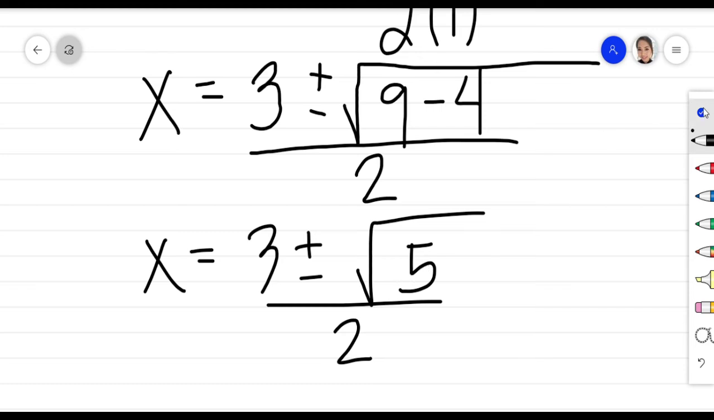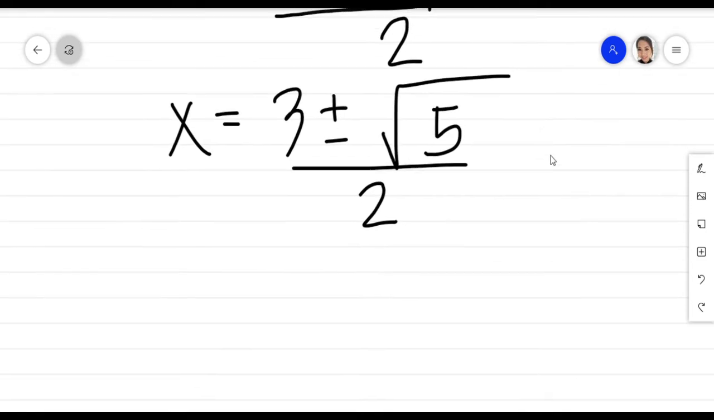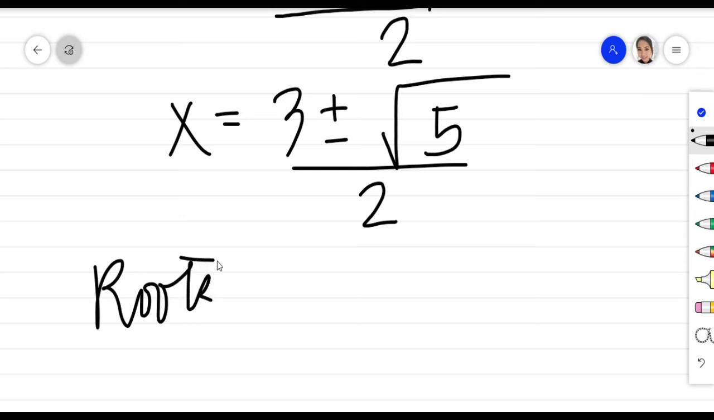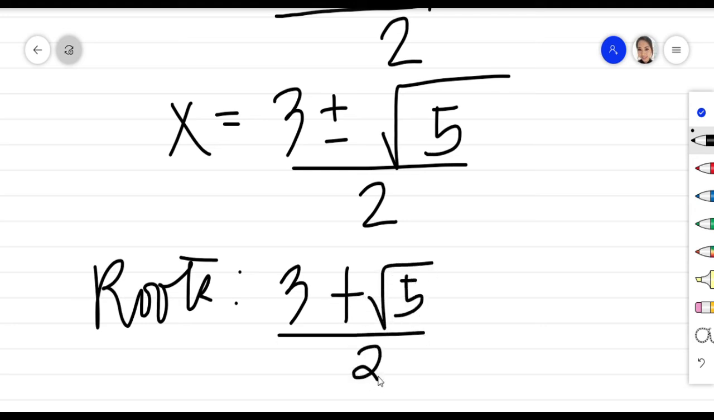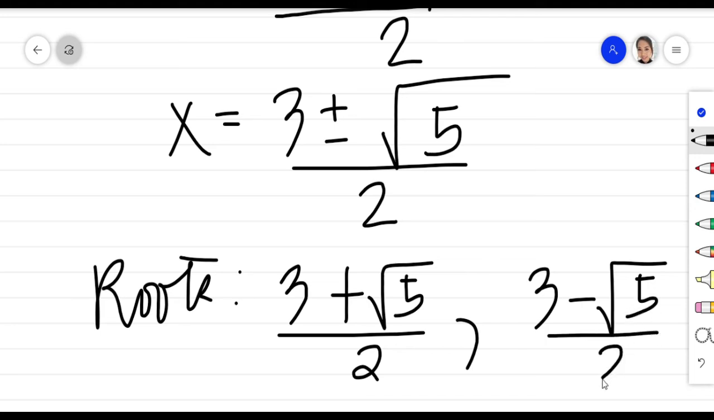So what are the roots then? The roots are the solutions. We have here 3 plus square root of 5 all over 2, and the other one is 3 minus square root of 5 all over 2.